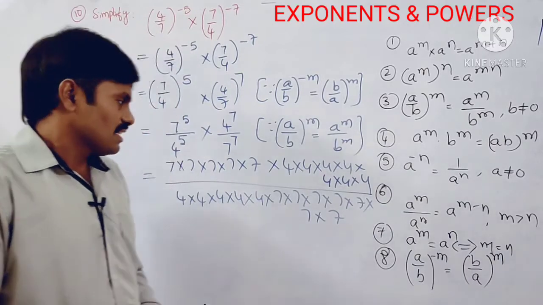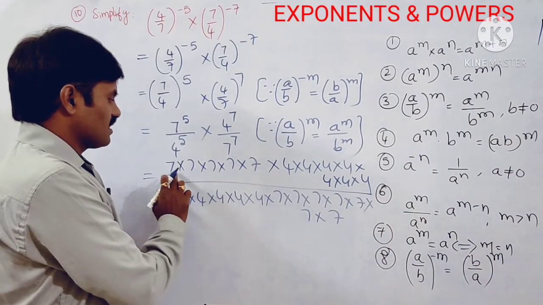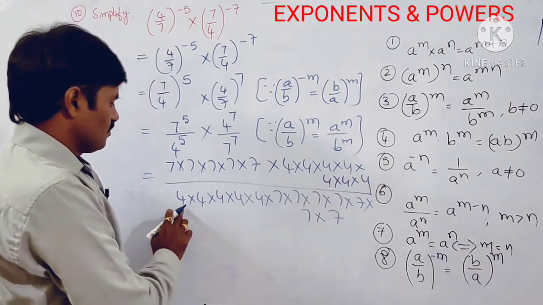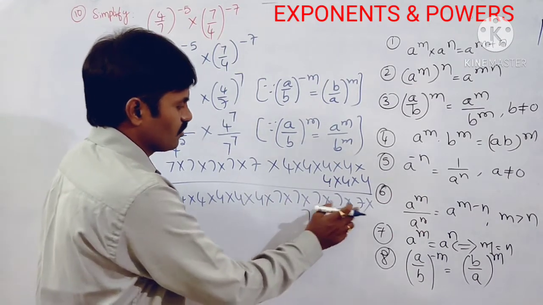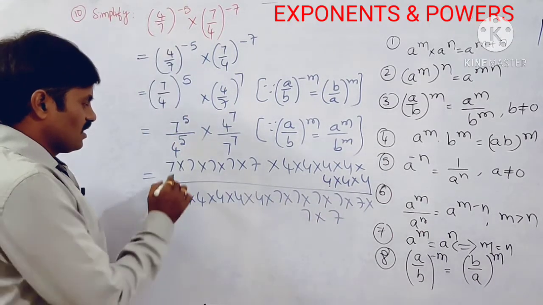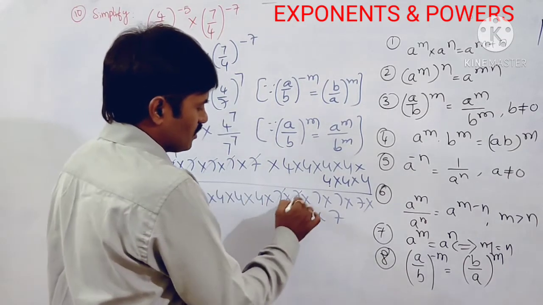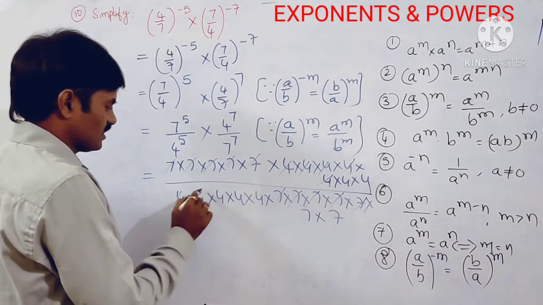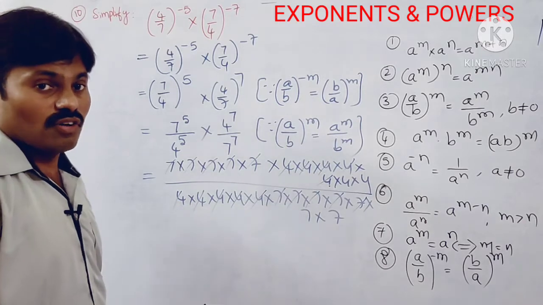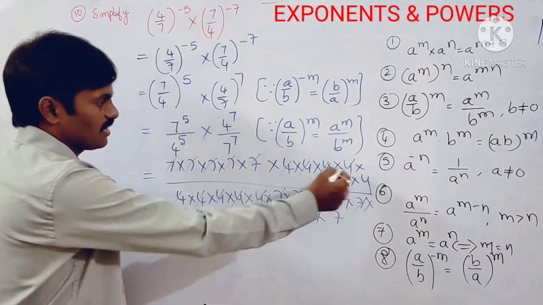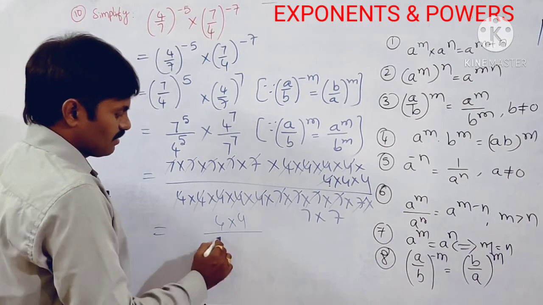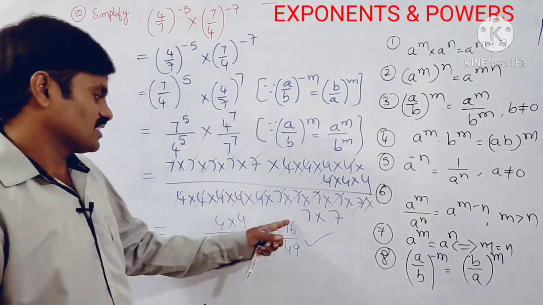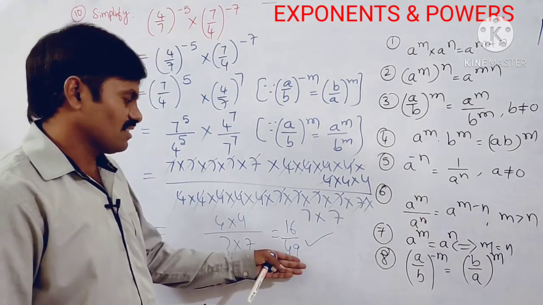See here, in 7^5 I have written 7 five times, and here in 7^7, 7 is multiplied seven times. Now the five 7s cancel. In the denominator, 4 is multiplied five times, so those cancel too. What remains? In the numerator, two 4s remain, and in the denominator, two 7s remain. So the answer is 16 by 49: 4 times 4 is 16, and 7 times 7 is 49. This is the final answer.